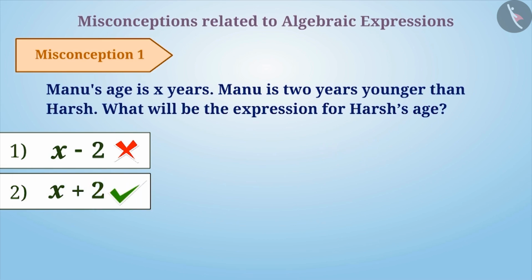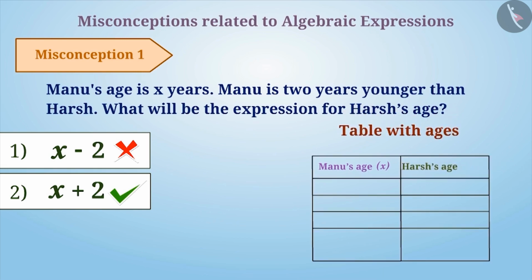To obtain the correct expression, it is very important to understand the given information. Here, you can create a table for the age of Manu and the age of Harsh. Harsh will be 3 years old when Manu is 1 year old. Harsh will be 4 years old when Manu is 2 years old. And similarly, the table can be extended. By identifying the relationship between numbers, it can be concluded that Harsh's age is 2 years more than Manu's age. So the correct answer to the given question is x plus 2.